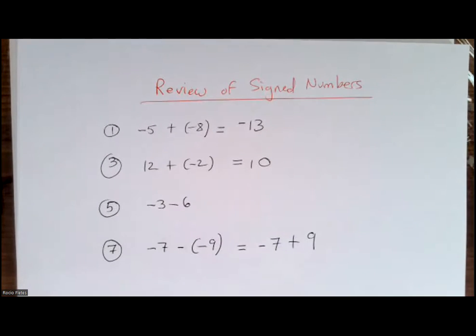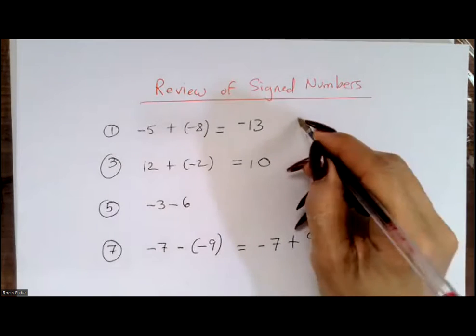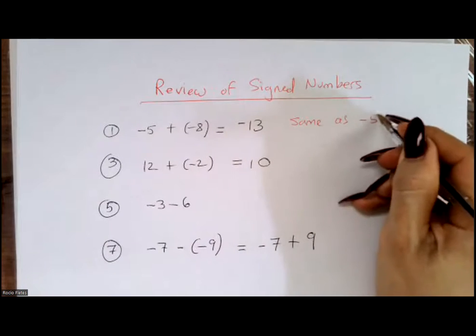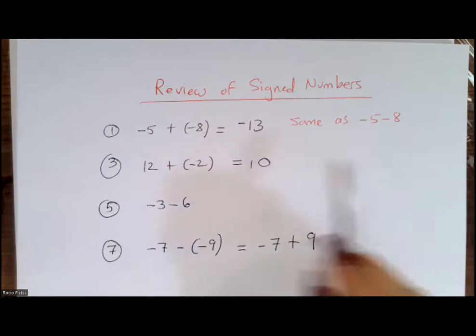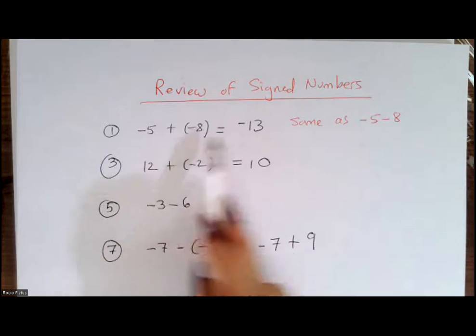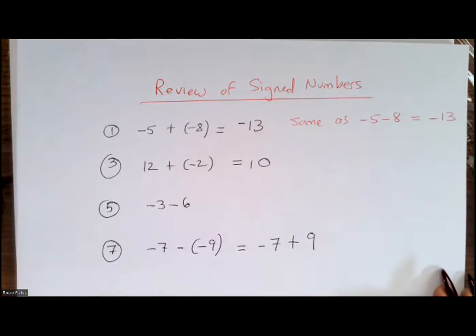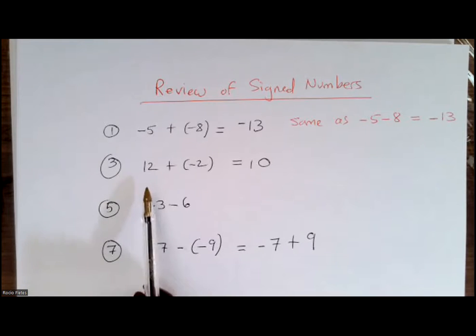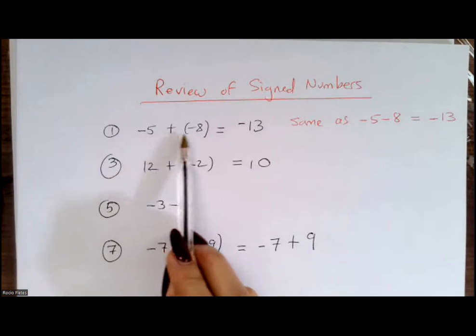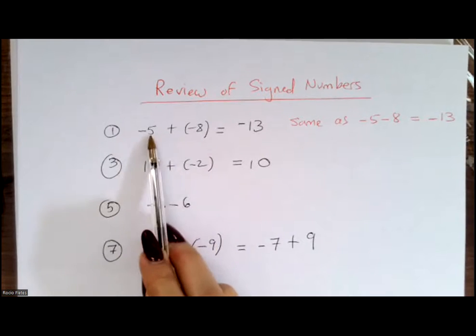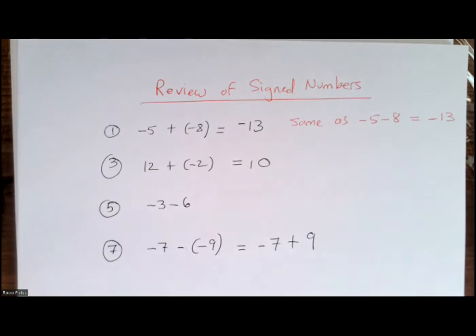Now, this is the same as -5 minus 8, same thing. I don't have to write plus negative, but it means exactly the same thing. This is still going to be -13, right? So if you're adding 2 numbers of the same sign, the sign remains.